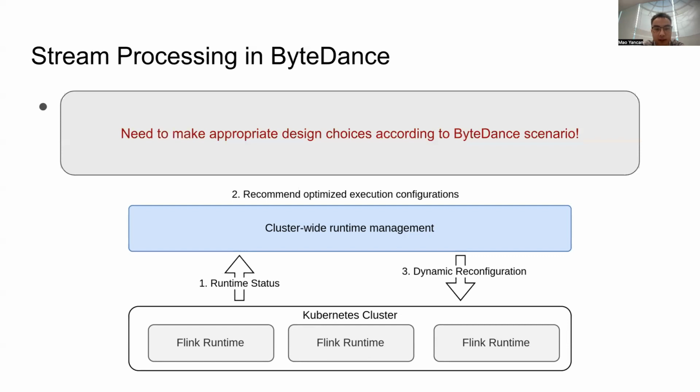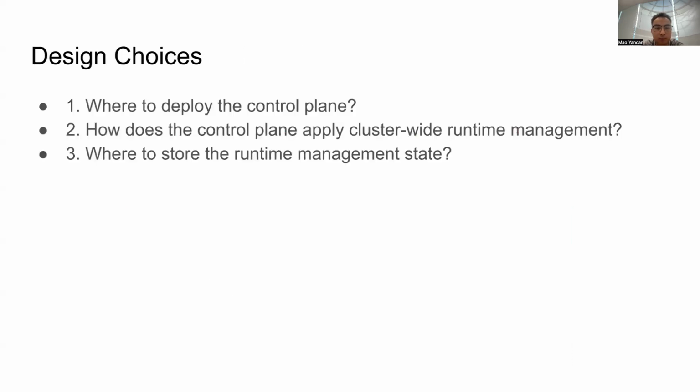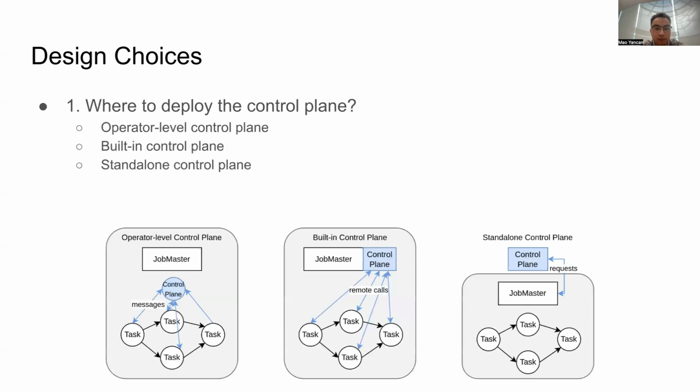To achieve all these requirements, we need to make appropriate design choices according to the ByteDance scenario. By summarizing existing research and industrial solutions, we found there are mainly three design decisions to be made. First, where to deploy the control plane. Second, how does the control plane apply cluster-wide runtime management? And third, where to store the runtime management state.